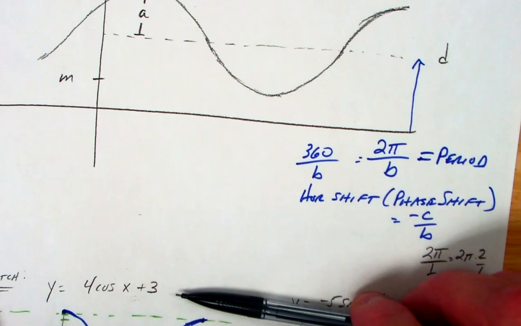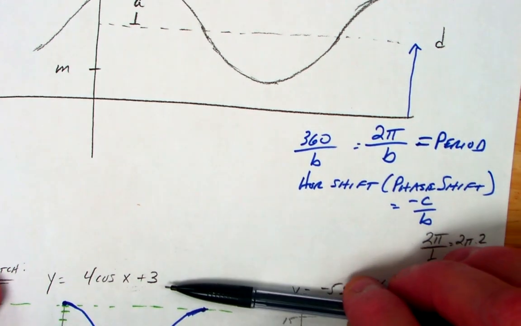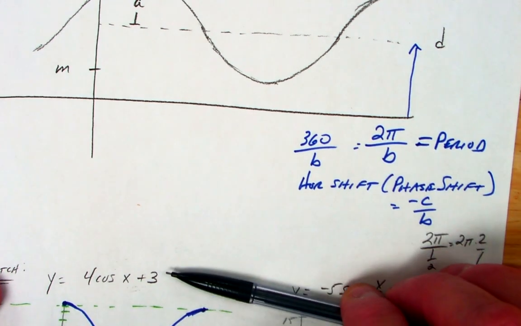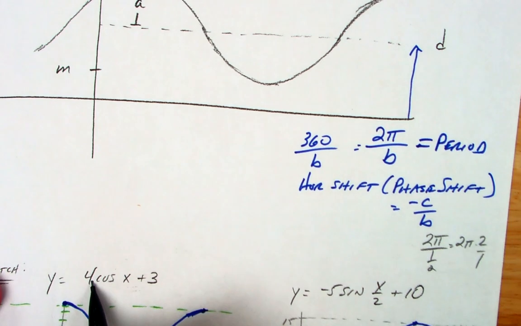So it's starting out like right here. It's starting out at 3. Yeah. And from there, I can go up and down 4. Because I'm starting at 3, and then from there, I'm going to go up and down, 4 units each way.